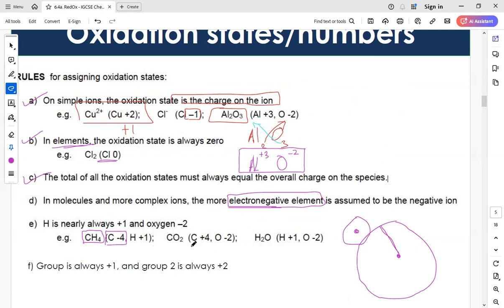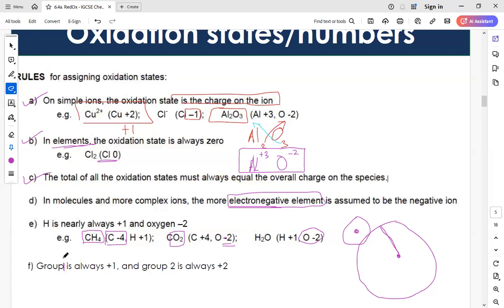Similarly, in carbon dioxide, carbon has a +4 charge and oxygen has a -2 charge. Even though they're both non-metallic elements, oxygen is way more electronegative than carbon, and that's why we assign the -2 charge to oxygen. And water, once again, oxygen is more electronegative because it exists in group 6, and that is very much on the far right of the periodic table. So that's why it has a negative charge.